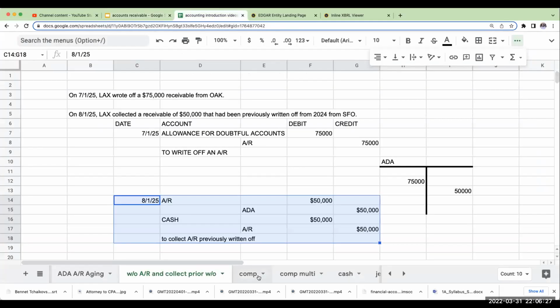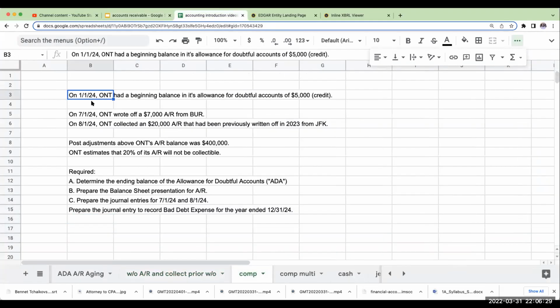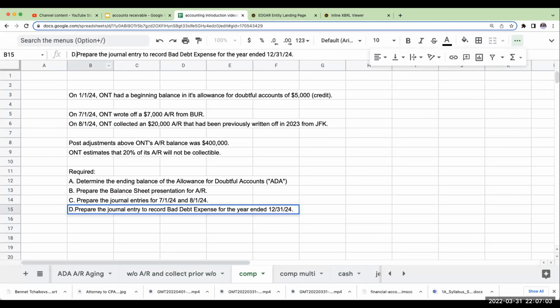Okay, so right over here. On January 1st, 2024, ONT had a beginning balance in the allowance for doubtful accounts of $5,000. On July 1st, we wrote off an accounts receivable. On August 1st, 2024, we collected a $20,000 receivable that had been previously written off. And over here, post adjustments above, the AR balance was $400,000. We estimate that 20% of our AR would not be collectible. Let's go ahead and start.